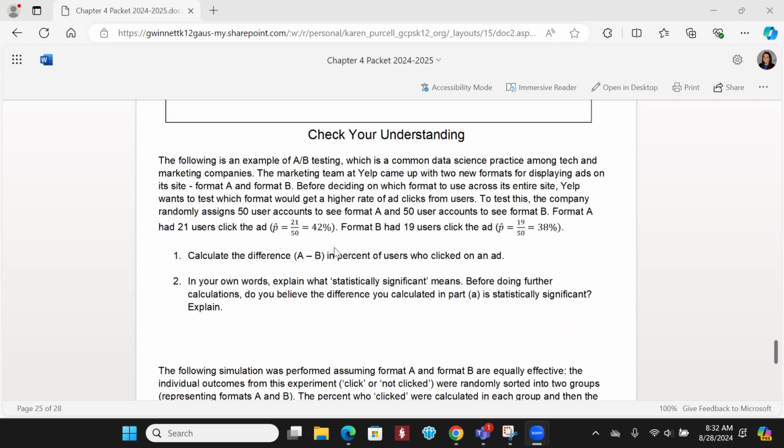So you should have taken 42 and subtracted 38, and you got 4%. Everybody got that one right? Okay, now here's the hard part. In your own words, explain what statistically significant means. Before doing any further calculations, do you believe the difference you calculated in part A is statistically significant?